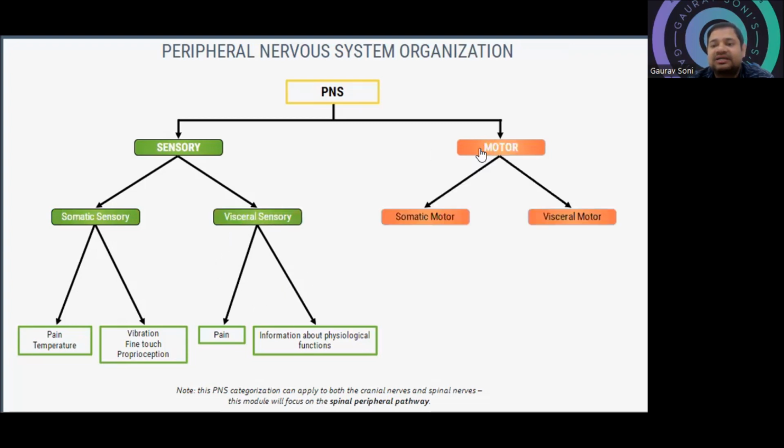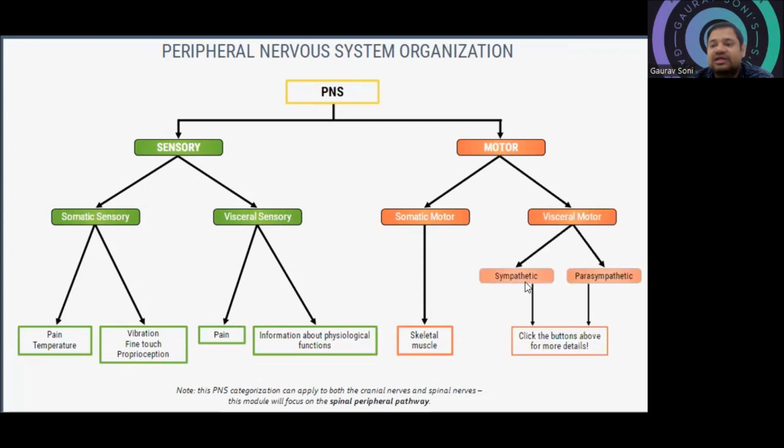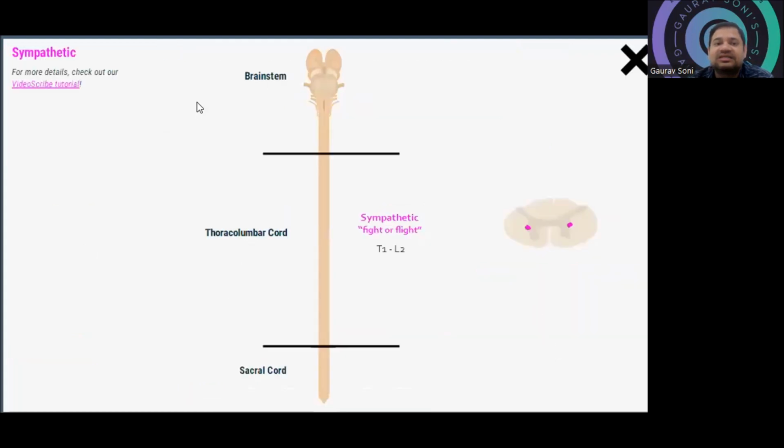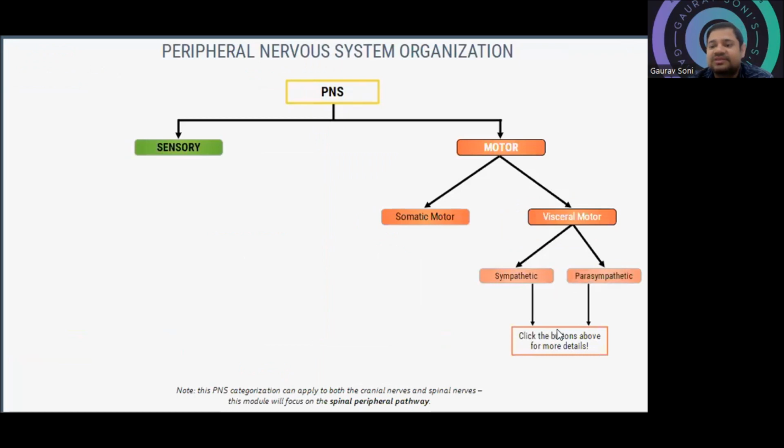Then there is the motor part. Again, it is of two types: somatic motor and visceral motor. Somatic motor is for the skeletal muscles, that is voluntary muscles, whatever signals are given. Visceral motor, again, has two types: sympathetic and parasympathetic. Sympathetic, you can see, is from the brain stem, then through the thoracolumbar cord and sacral cord, and here is how it is going to perform its function. Then there is parasympathetic.